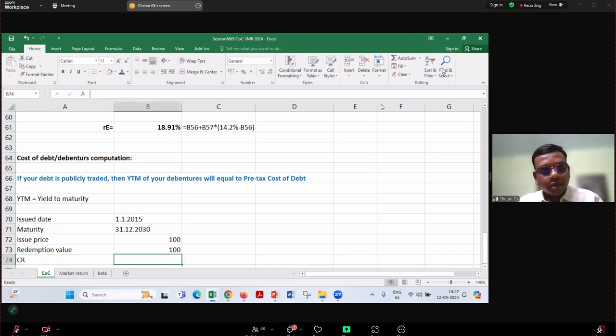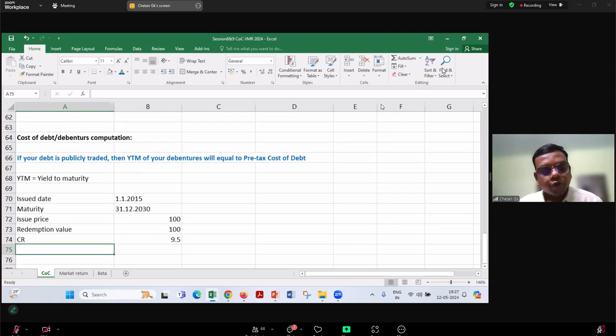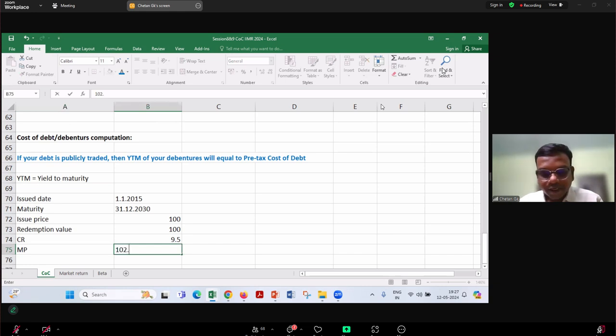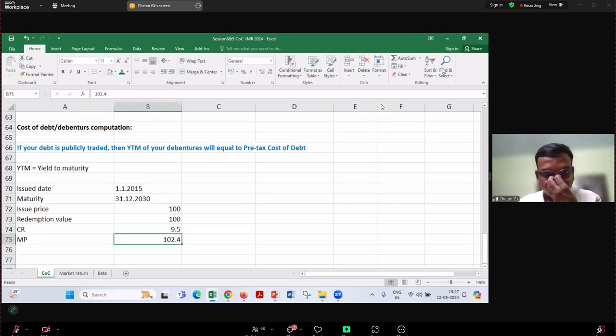Coupon rate is how much? We'll make it 9.5. Okay, so coupon rate is this much. So current market price is how much? Market price is 102 rupees and 40 paise, right? We have taken this for Prashant Limited. Okay, so can you compute YTM now?